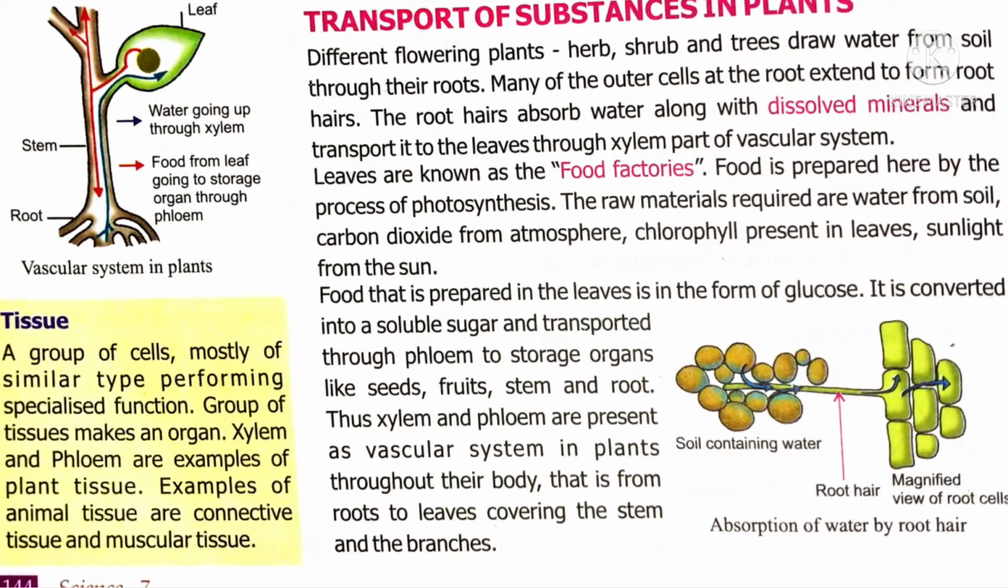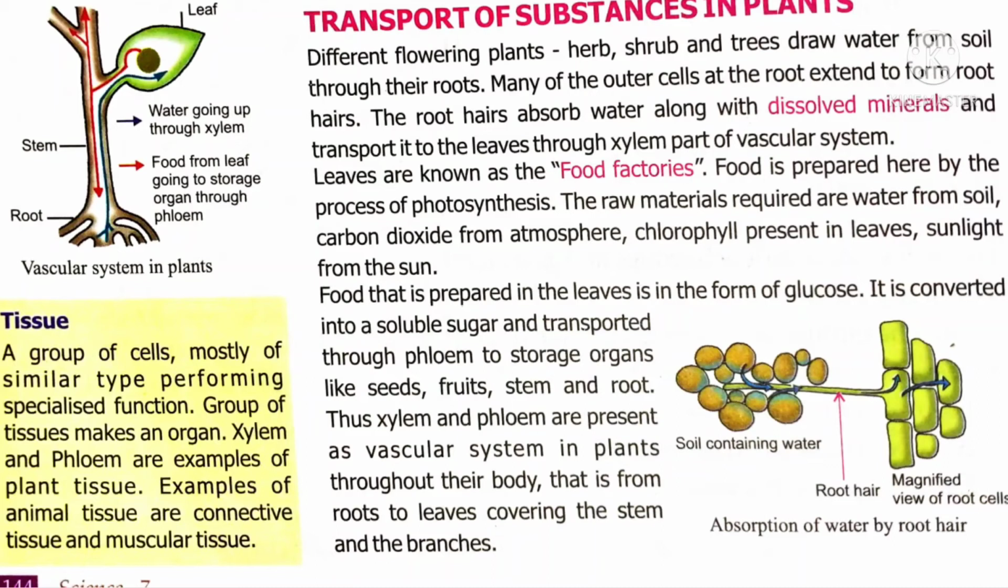Then this prepared complex food is converted into soluble sugar form. Then it is transported through the phloem tubes, and it is stored in different organs like seed, fruit, stem, and root. That is what we can eat: the root of the plant like carrot, and the stem of the plant like potato, because this stored food is there due to transportation of this material by the phloem tubes.